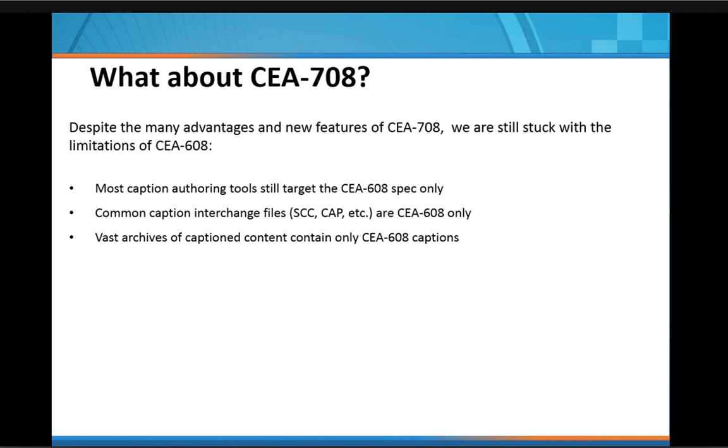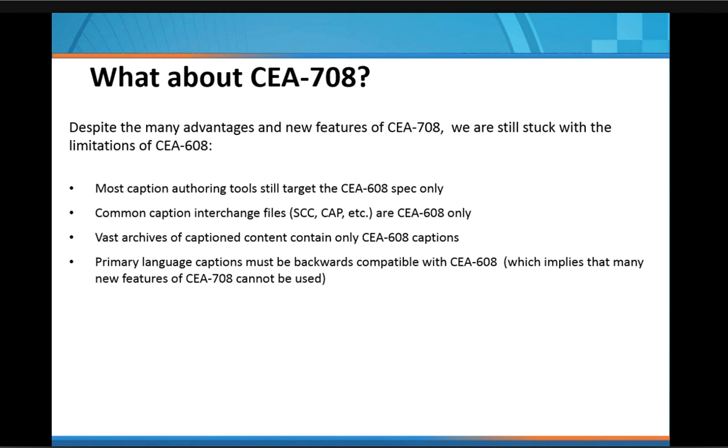It is loaded with problems, and I could probably talk to you for 2 hours about all the problems the SCC format causes, but unfortunately various companies started standardizing around SCC, and now we're stuck with a lot of those problems. As I mentioned, we've got vast archives of captioned content that was captioned back in the 608 analog days, and we need to move forward with those without redoing the captions. The primary language captions have to be backwards compatible with 608. 708 actually carries 608 data as well for backwards compatibility with older receivers, older television sets and DVD players and whatnot.